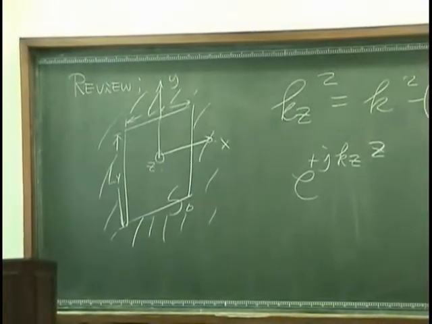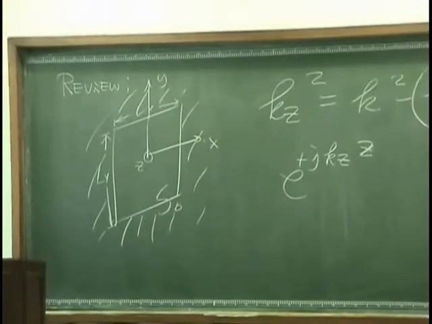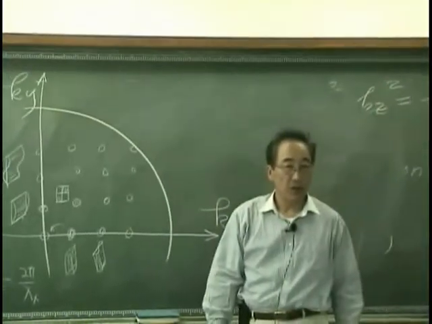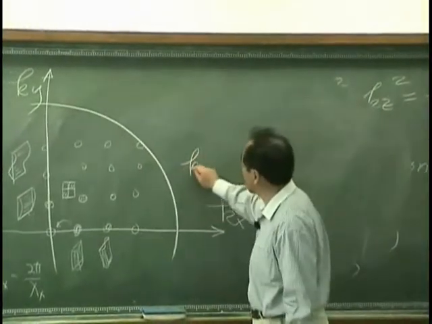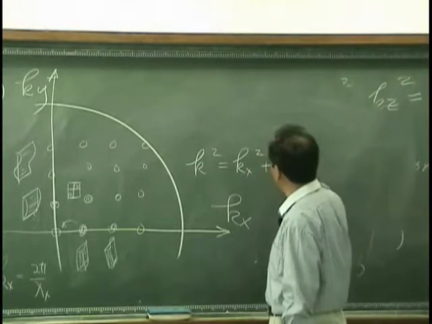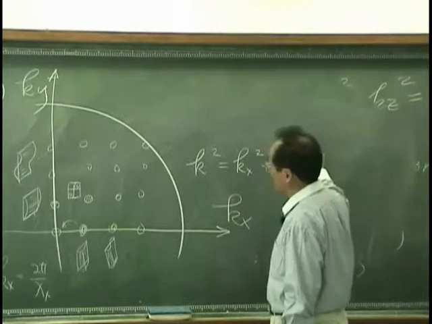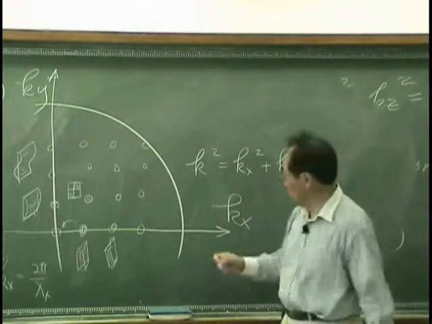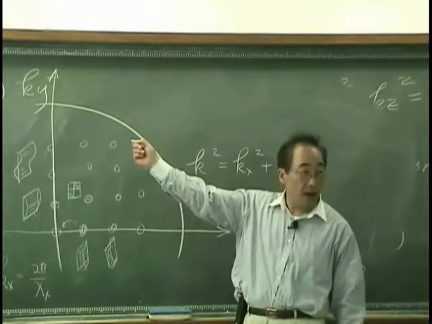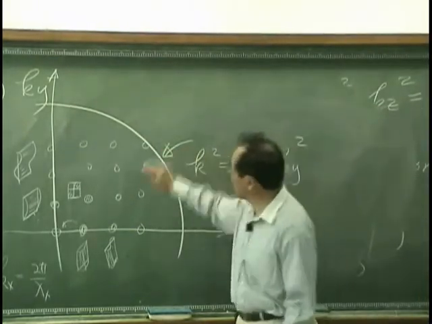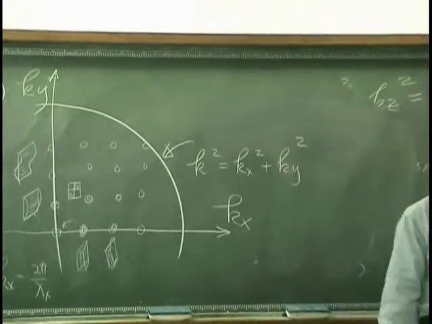Then I can imagine there is a certain circle that is k square equal to kx square plus ky square. Right? Because this is kx and ky, this equation makes this circle. Okay?